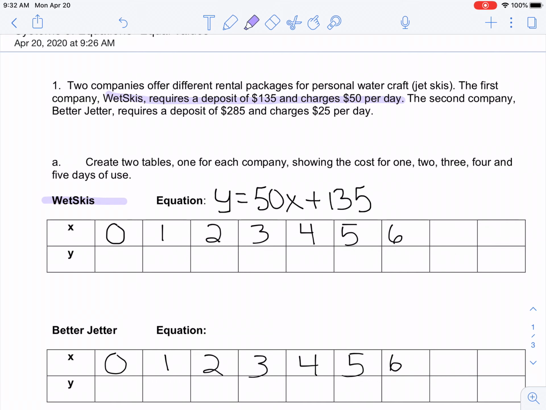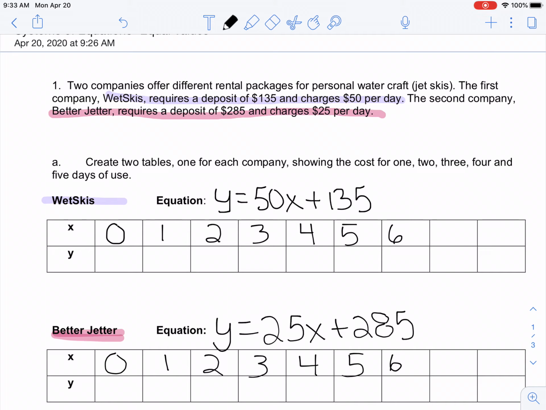The second company, Better Jetter, requires a deposit of $285 and $25 per day. So let's look at Better Jetter in the equation. Think you can write it on your own? Use the previous equation to help you. So again, we're starting with y equals, this one's $25 per day, and we're starting out with $285.